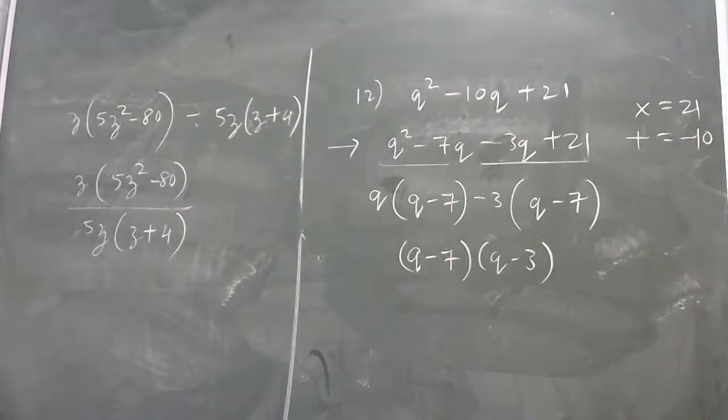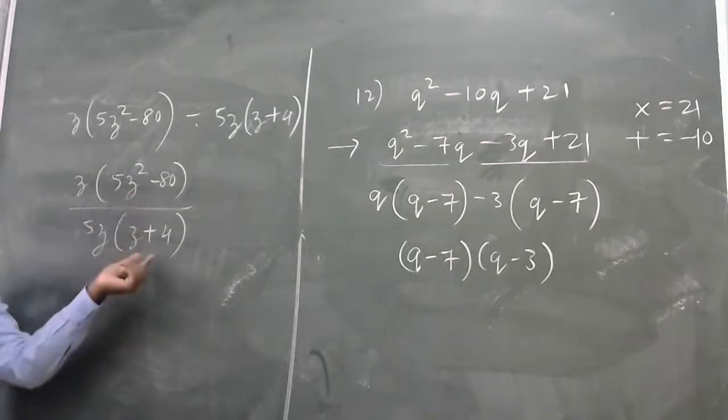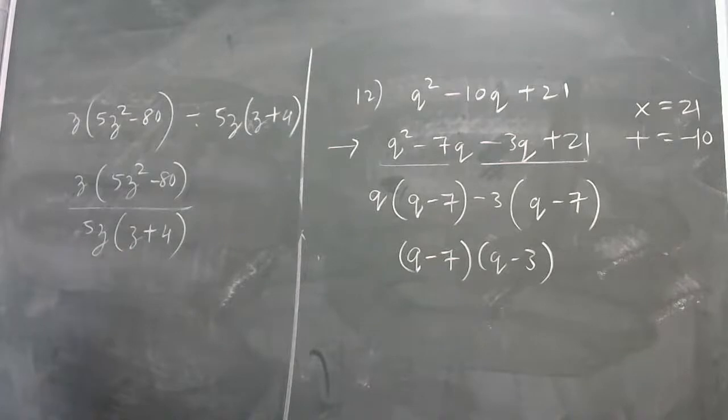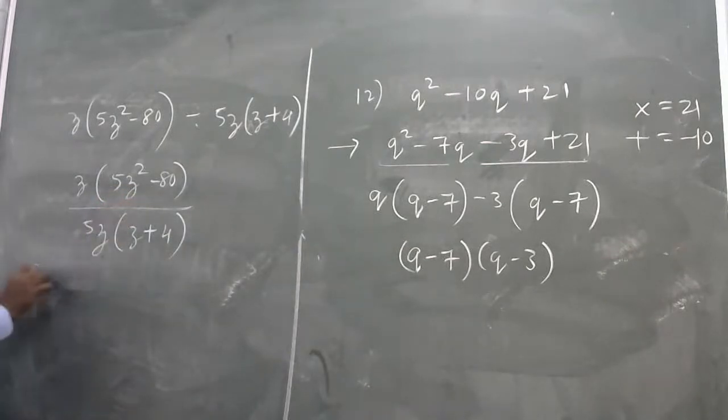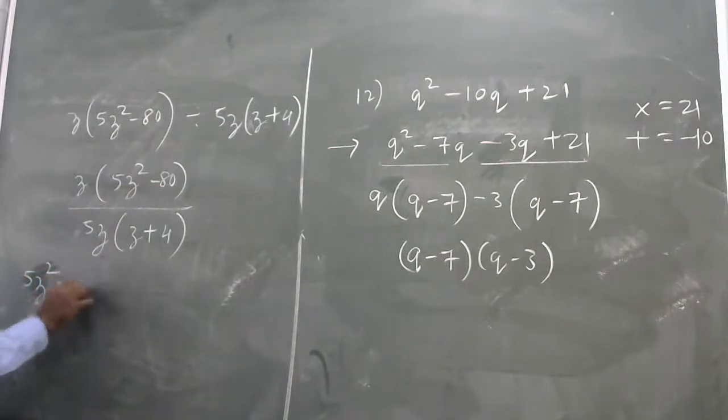So how we will do this? We will first solve the bracket. We have to solve the bracket. So first of all, somehow we have to get z plus 4 in the numerator also. So how can we get that z plus 4? See here, we have to factor this one first. Okay. So we will take only this bracket term, that is 5z square minus 80.